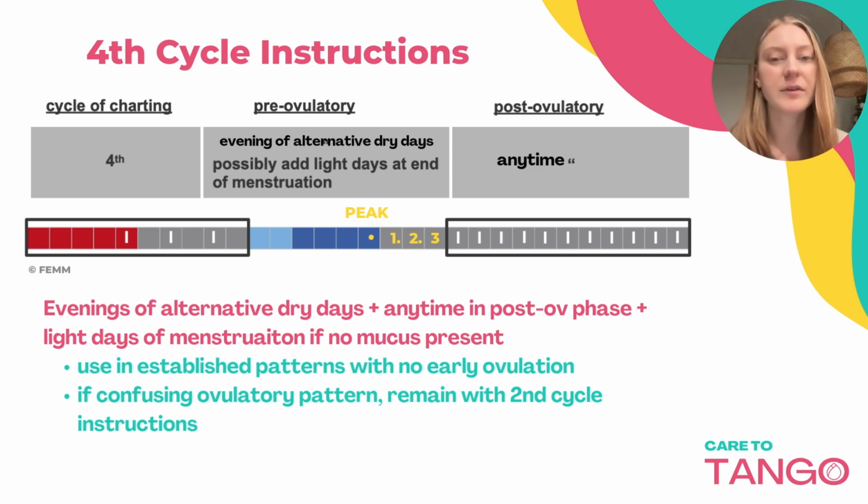So once you feel confident in your charting, you can move to fourth cycle instructions and you can have intercourse during the light days of your period. Some women have shorter cycles, so we need to make sure that we don't see any mucus during that time as well. So on the chart, you could have intercourse on that light day of menstruation and then follow the evening of alternative dry days rule. And then following our confirmation of ovulation, you can do it at any time. Remember that if you see any ES mucus or bleeding in that post-ovulatory time, we need to follow this with a count of 3 days of possible fertility if you have not confirmed ovulation with your BBT.